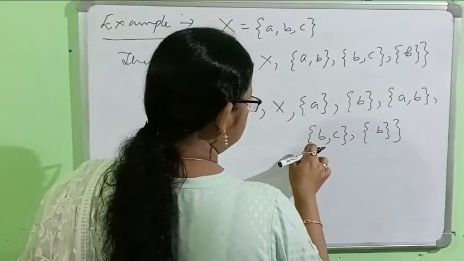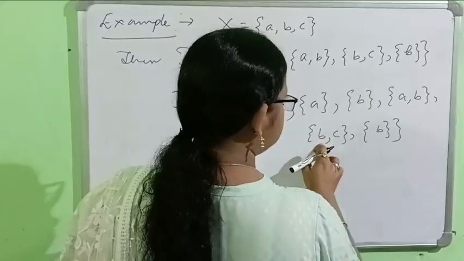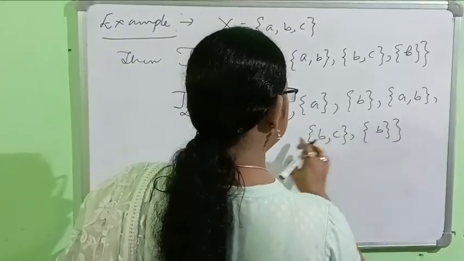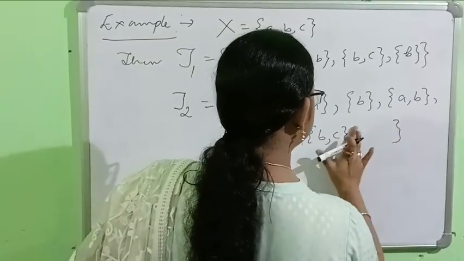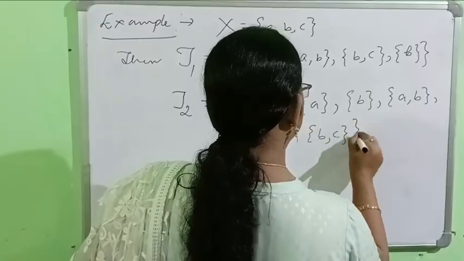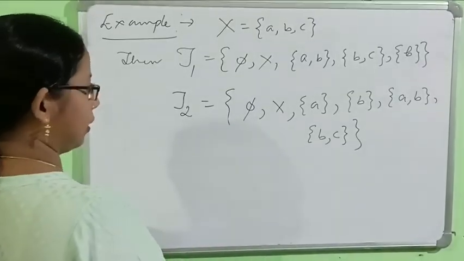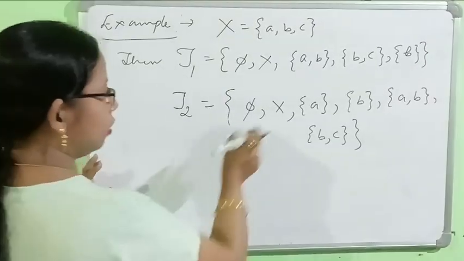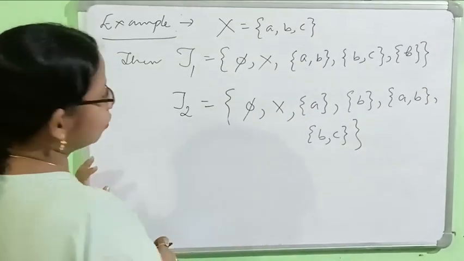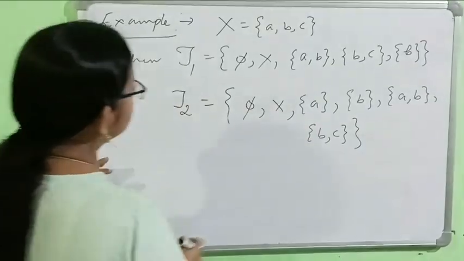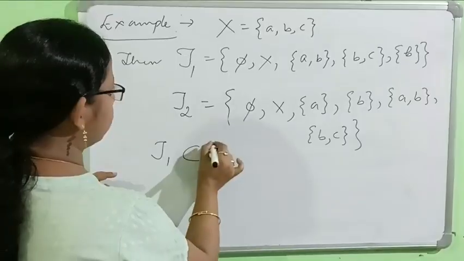Then union of this will be {b, c}. Intersection will be {b}. Again, intersection will be {b}, and union will be {a, b, c}. This and this, {b} was repeated. So this is a topology on X. No need to check two at a time, three at a time. If you are confused, then check it out. Use that technique. Now you can easily check that T1 is contained in T2.